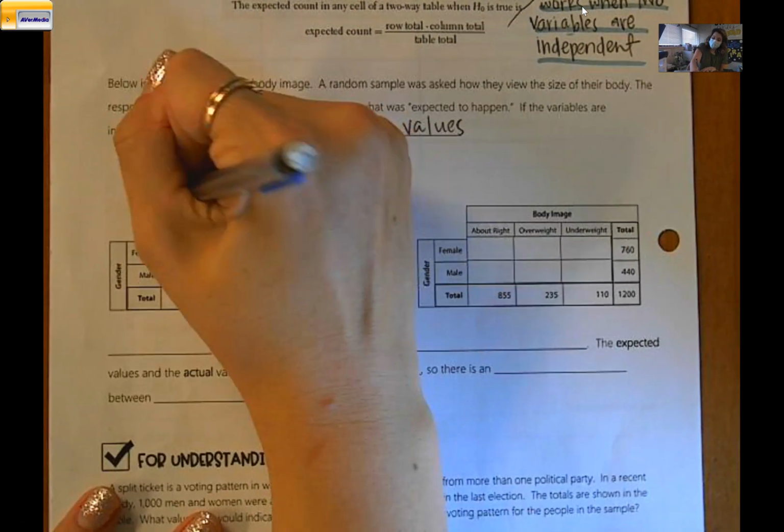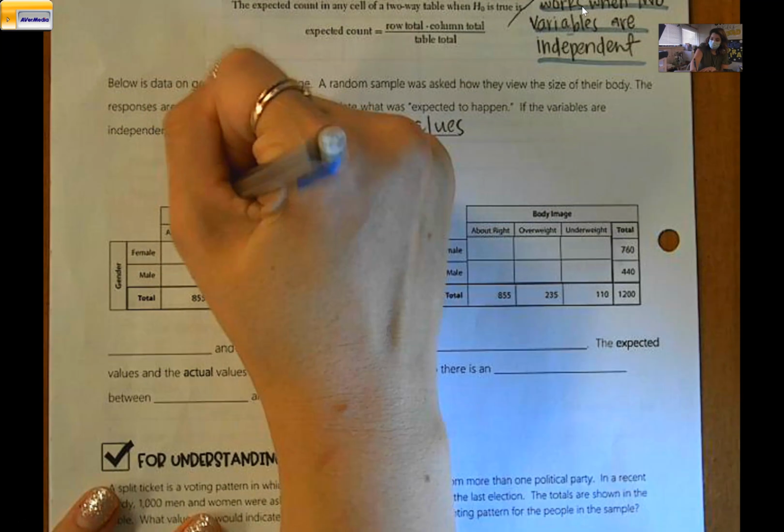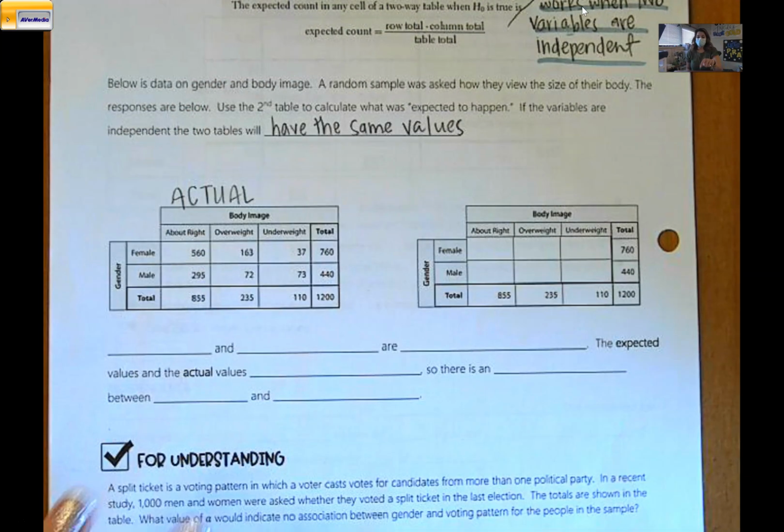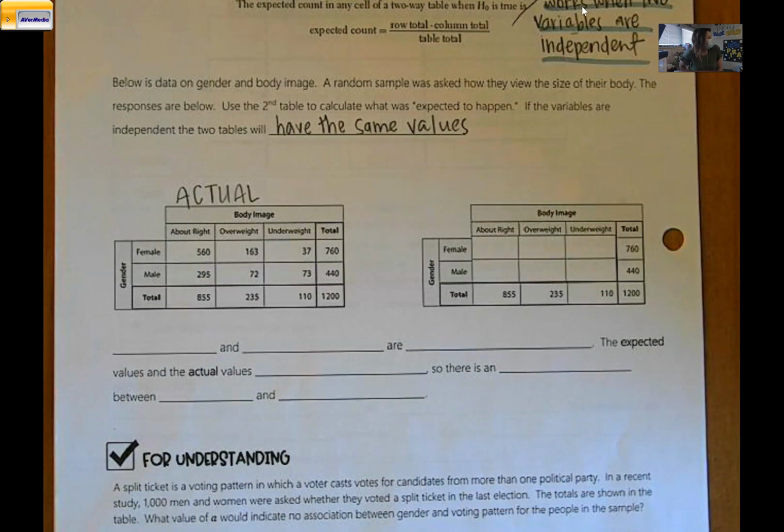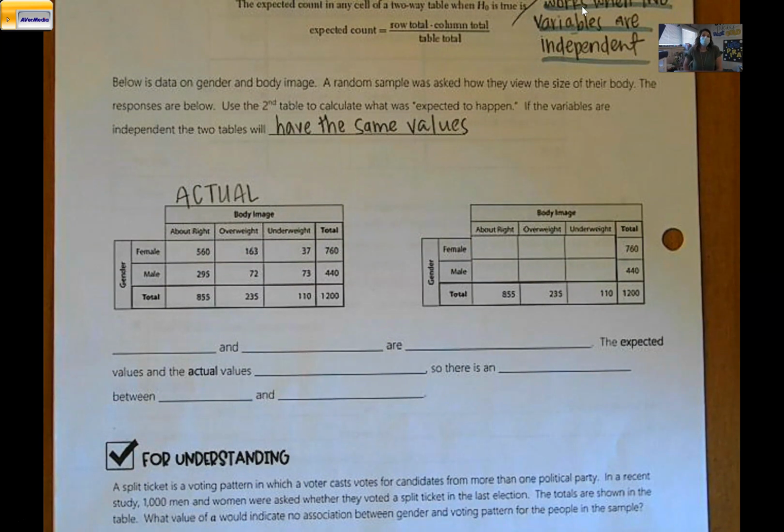So these are the actual responses. This is what the kids actually said. What is the explanatory variable? Gender. So one way to think about the explanatory variable is, will one change the other? So will the way you feel about your body change your gender?